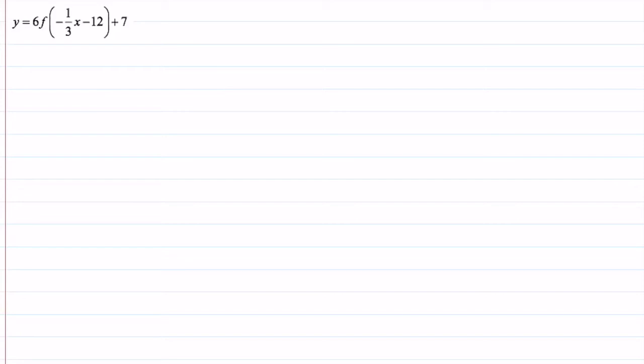So I'm going to factor it out. So I'm going to get y equals 6 f of negative 1/3 bracket x. But then the tricky part is factoring that negative 1/3 out of negative 12. So you can divide negative 12 by negative 1/3. Or you can also think about negative 1/3, or 1/3, of what number is 12? Well, it's 36. So when I factor negative 1/3 out, it's going to be plus 36 and then plus 7 outside.